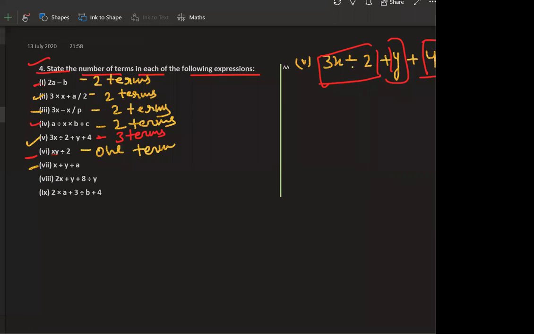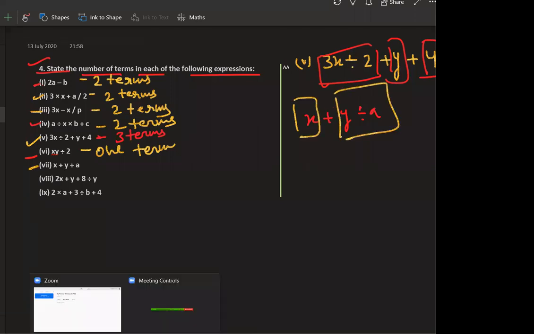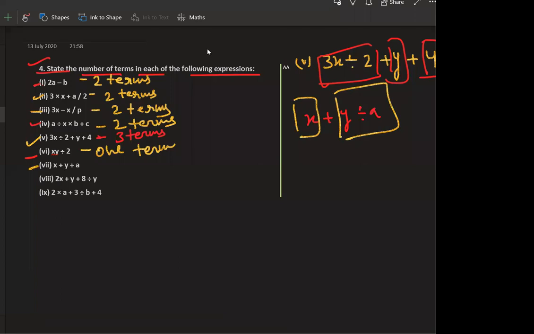Next. X plus y divided by a. How many terms are there? X plus y divided by a. Yes, 2 terms. This is one and this is the other term. Okay, so it has 2 terms. So write 2 terms.